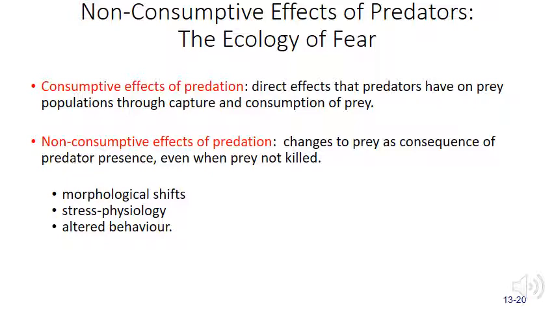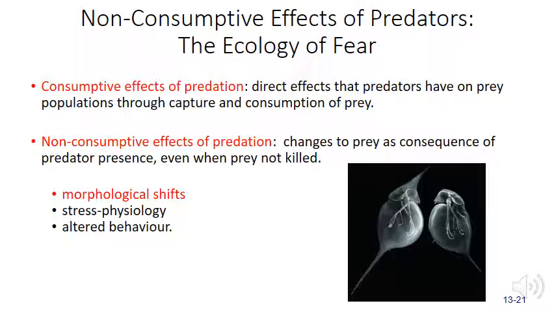And this area of ecology is often referred to as the ecology of fear. So this is the idea that when predators are present, it can have impacts on prey beyond being eaten. So things like morphological shifts in the prey species, changes in stress physiology in those prey species, and also altered behavior. And all of these things can affect the fitness of prey species and their population dynamics. So let's have a look at an example of each of those three different categories of non-consumptive effects of predation.